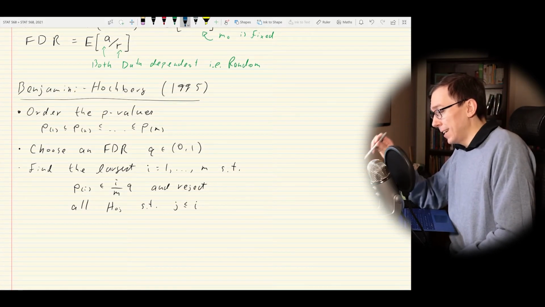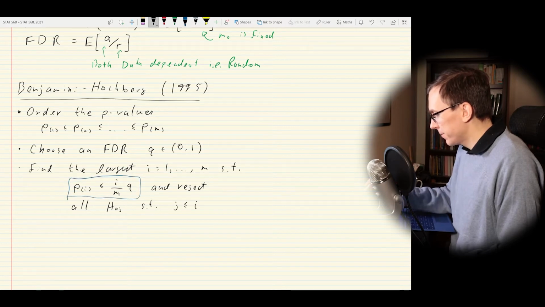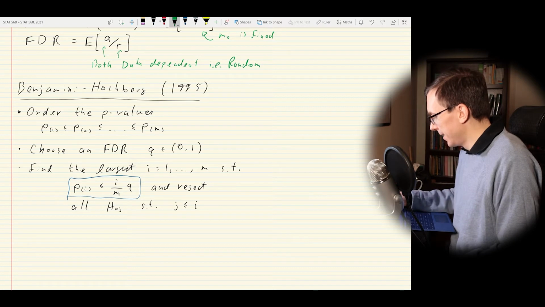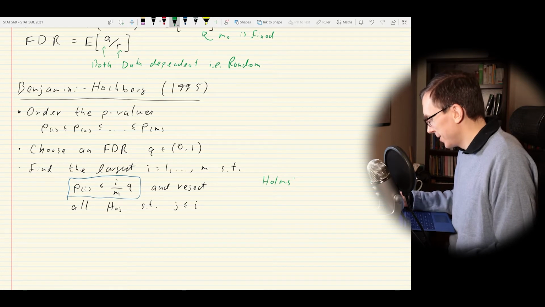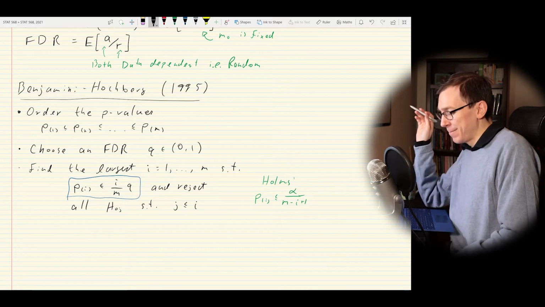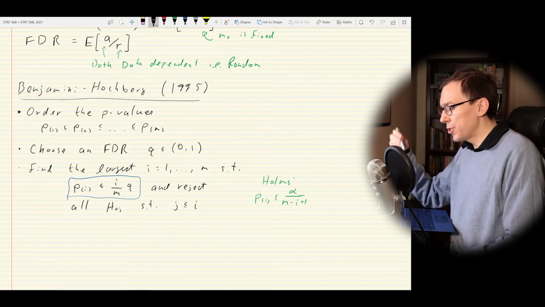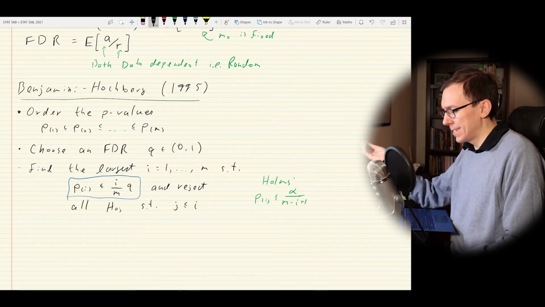It's going to look a lot like what we did with Holm's method, except if you notice there's an i in the numerator instead of in the denominator. So I'll put it off to the side here. Recall that Holm said to reject if p(i) is less than or equal to alpha divided by m minus i plus 1. So in this case, the threshold is actually a lot larger. It's more liberal. It will reject more null hypotheses.